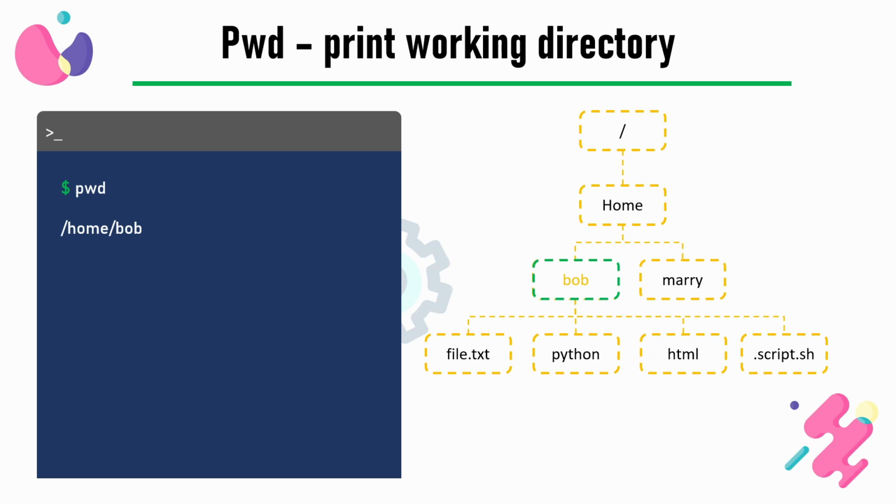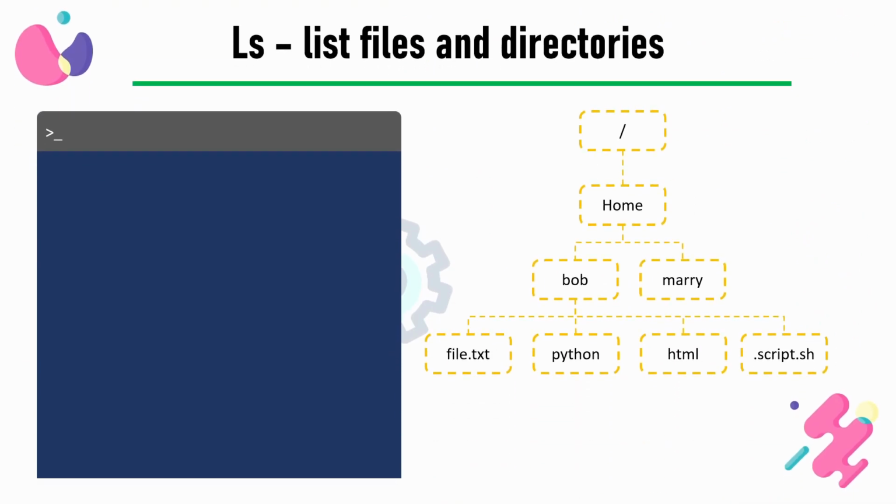Now let's say that we want to know what we have in the current directory. So here we want to display the content of this directory. So what command should we use here? For that we use the ls command, which stands for list. It is used to list the files and directories in a directory.